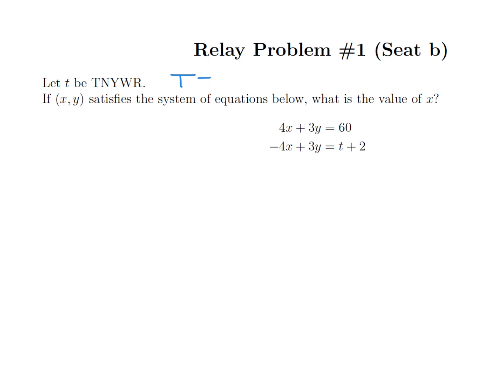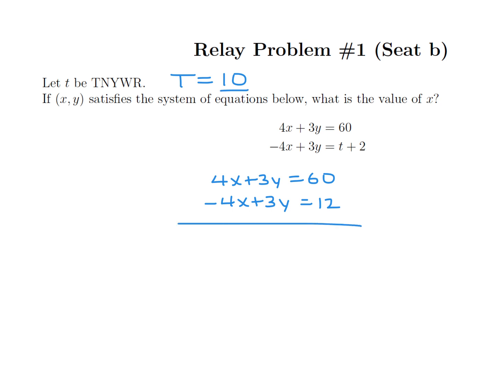T is the answer to the previous question. So that's 10. X, Y satisfy the system of equations below. What is the value of X? Okay, so 4X plus 3Y is 60. And minus 4X plus 3Y is, in this case, 12 T plus 2, and T is 10. So I guess just solve these.